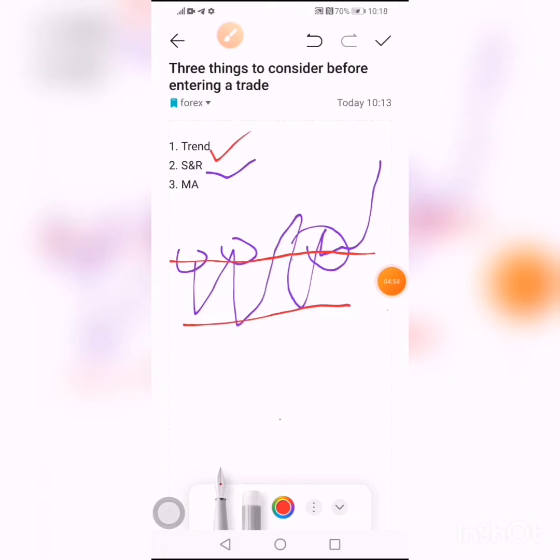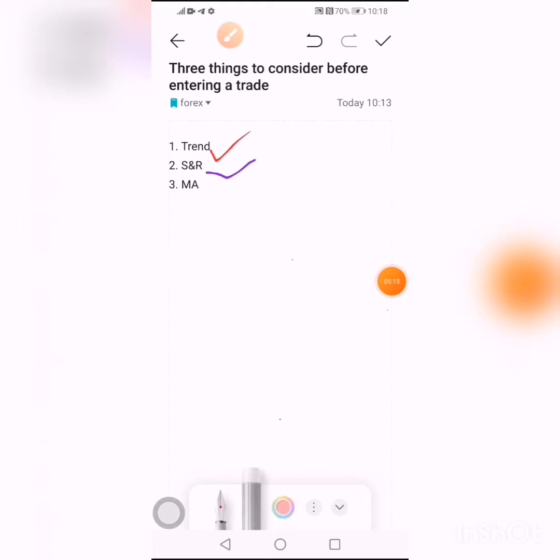So checking the trend, you have to look at this. Once you see this, then you know what to do next. You wait for the price to get to your support or resistance level before going into the trade, guys. It's very necessary. Now let's move to the next one, which is the third thing to consider.